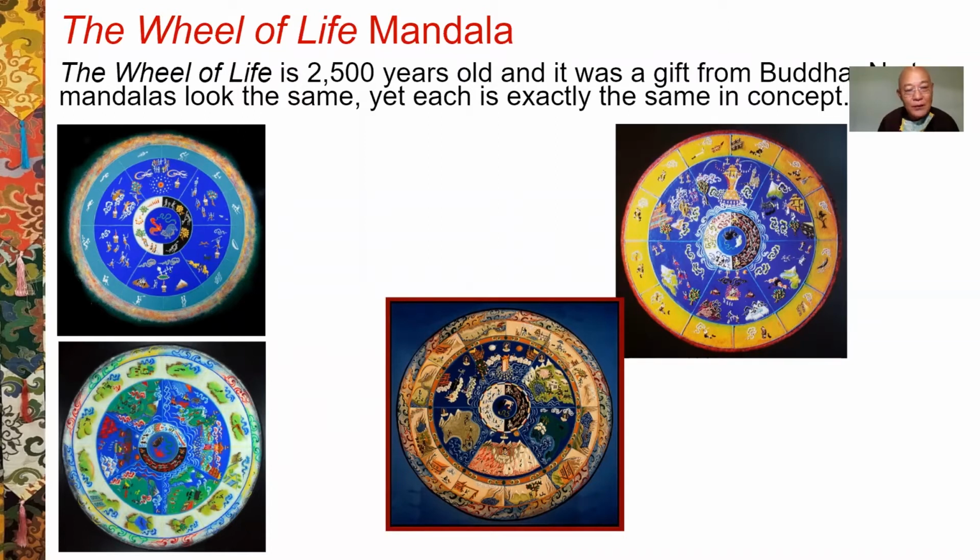So again, this is called the wheel of life. In Tibetan, they call it Sipa Khorlo. When you look in here, there are four photos, all of Sipa Khorlo. The mandala artists have a lot of choice. The story is the same, but each time you can draw a little bit of your own idea into it, right?